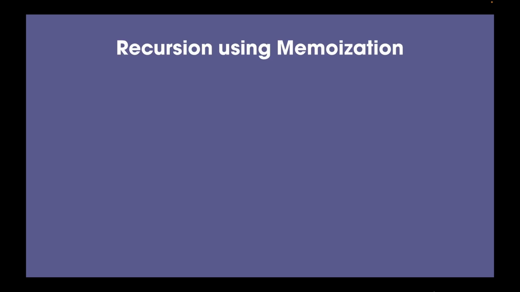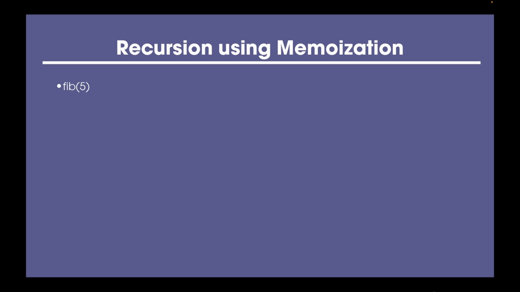Let us try to address the issue which we are getting right now with the recursion. So we will be addressing this issue using memoization. Memoization is a technique which will store the computation results and retrieve the same information when needed again instead of evaluating. Let us try to visualize this first.